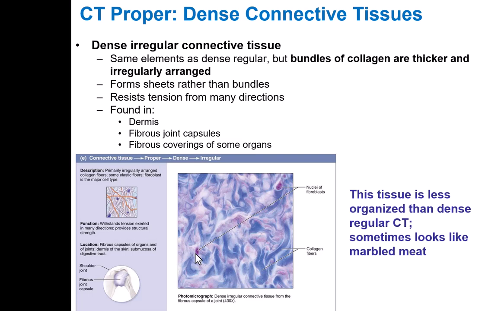In other examples of this tissue, and I encourage you to try and find different images of the same tissue to get a feel for what they really truly look like, sometimes this looks like marbled meat.